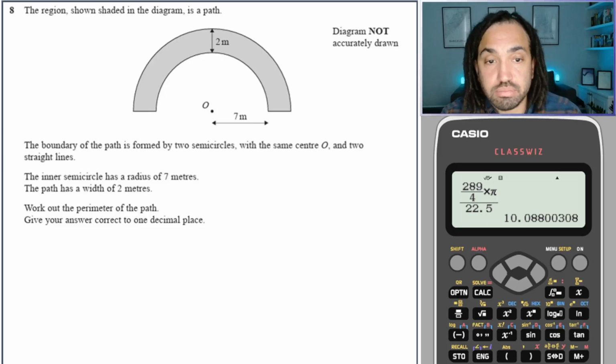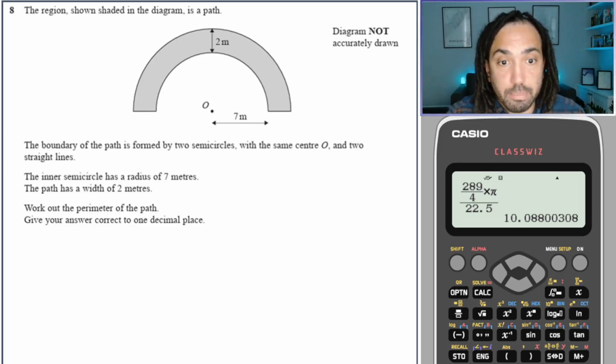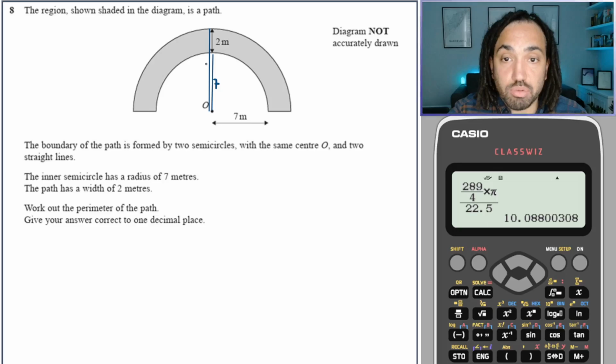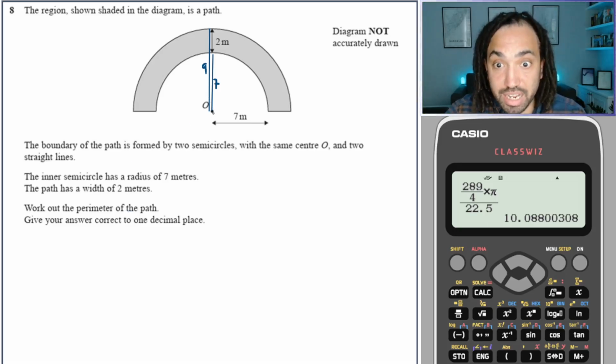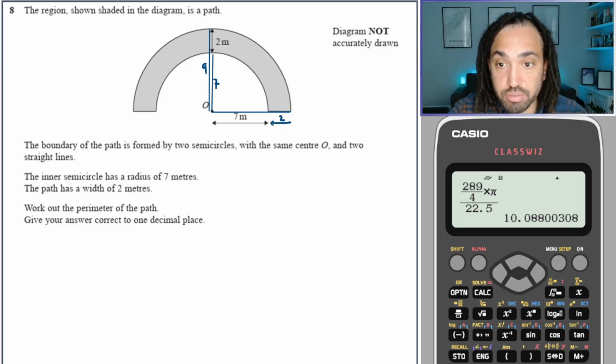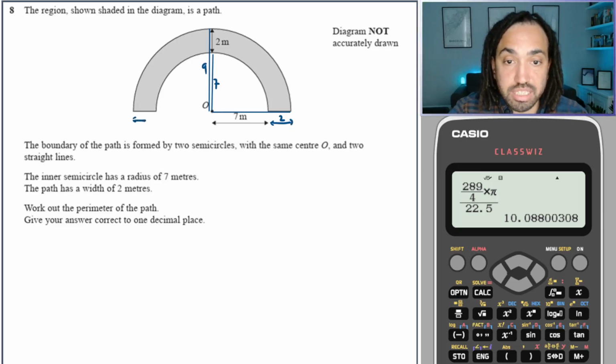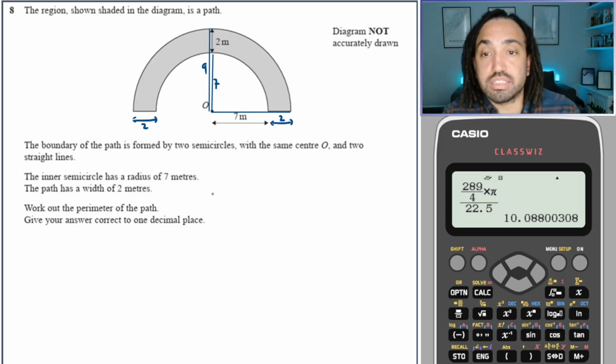Okay, we've got two semicircles here. The inner semicircle has a radius of 7 and the path has a width of 2. So that means if I was to draw a line up to there, that would be 7. So it means that the line all the way to the top will be 9. Work out the perimeter of the path. Okay, well again, because the radius of the outer circle is 9, it means that this gap in here is 2, and this gap over here is also 2, so we're going to need to know that.